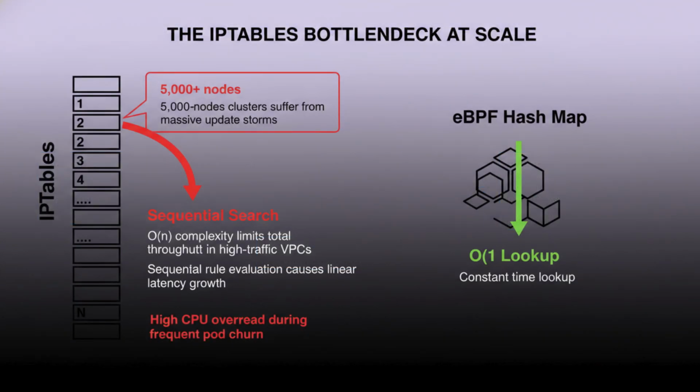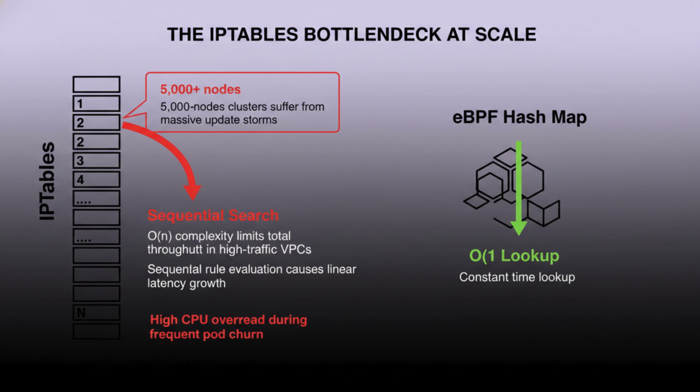To understand why we need eBPF, we must first look at the limitations of iptables. In a standard Kubernetes cluster, every time a service is added, iptables rules grow linearly. When you reach thousands of services, the sequential evaluation of these rules creates significant latency and high CPU overhead. In a global scale environment with 5,000 nodes or more, the update latency can become a nightmare. We see a massive drop in throughput as the kernel spends more time traversing linked lists than actually routing packets.